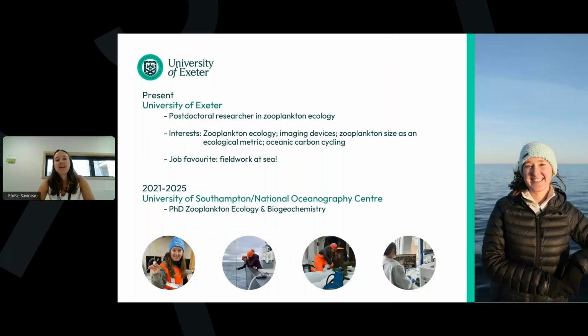So a bit about me. I'm currently a postdoc at the University of Exeter, and my interest lies in zooplankton ecology. Specifically, I'm using a lot of imaging devices, like the FlowCam Macro that I'm going to be talking about today, and then also more recently, dipping my toes into in situ imaging devices, so devices that sample straight away in the water column and image in the water straight away. And all of this is about how we can then use imaging to look at really cool information such as zooplankton size as an ecological metric to understand food web ecology, trophic ecology, and carbon cycling in the ocean.